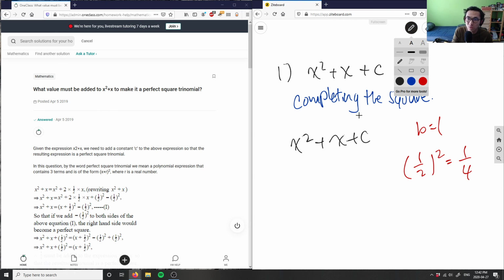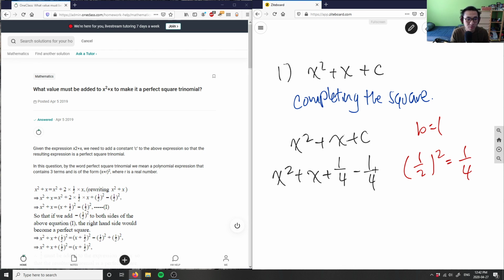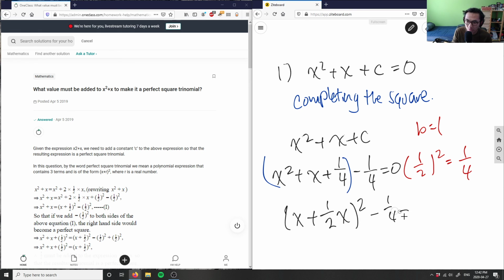So in order to complete the square, I would put x squared plus x plus 1/4 minus 1/4 here, so that we get our perfect square trinomial. Assuming this equals 0 and this equals 0, I'm going to do this in blue, this would be my perfect square trinomial. And this will give us x plus half of x here squared minus 1/4 equals 0.